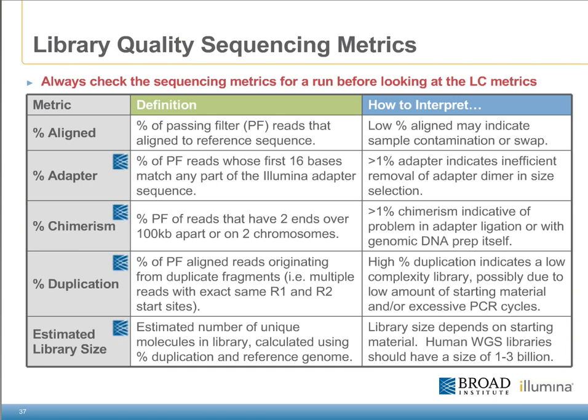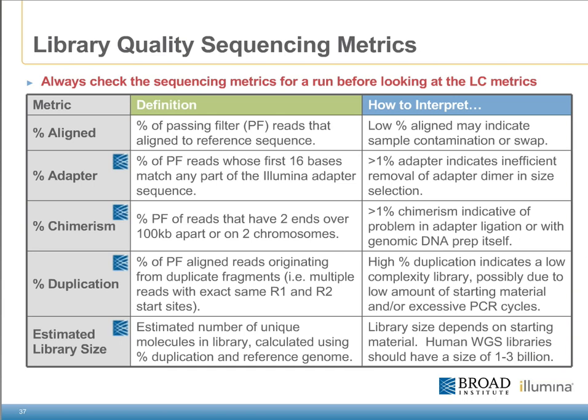The most basic one is just the percent aligned, and that's the percent of passing filter reads that align to your reference sequence. A low percent aligned may indicate a sample contamination or a swap. In other words, what you think is in that lane may not actually be it if it's not aligning to your reference sequence. The following four metrics are ones that our Broad pipeline spits out for us, but I believe Illumina does have scripts to determine all of these different metrics.